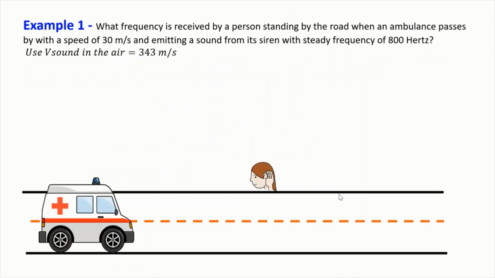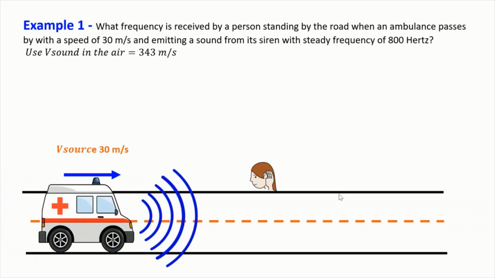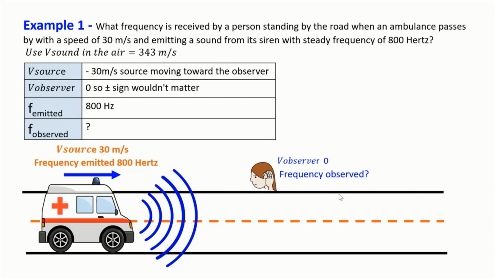Example 1. What frequency is received by a person standing by the road when an ambulance passes by with a speed of 30 meters per second and emitting a sound from its siren with a steady frequency of 800 Hz? Use the speed of sound in the air, 343 meters per second. So here is the observer, it's stationary, so the speed is 0. And the problem is asking to calculate the frequency observed. So this is the data table.